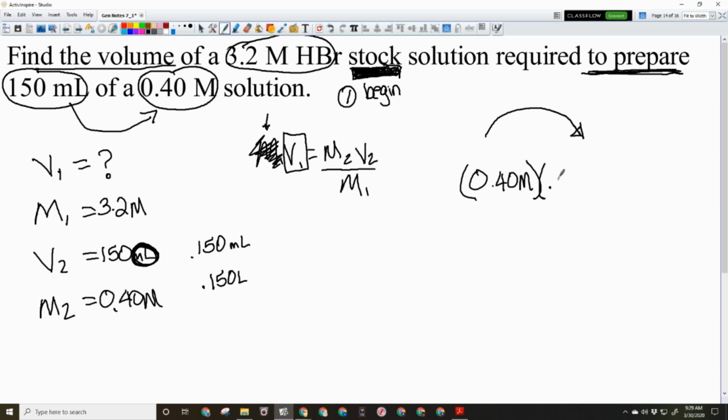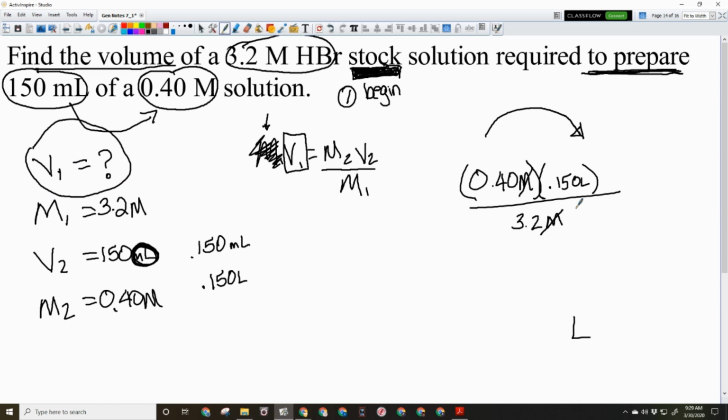So 0.150 liters over molarity 1 is 3.2. Okay. All right, so let's look at this. We can cancel the 2 molarities because one's on top and one's on bottom. That's going to leave liters as your unit. And look at that. We're solving for volume. Liters is a volume. So we have the right formula.